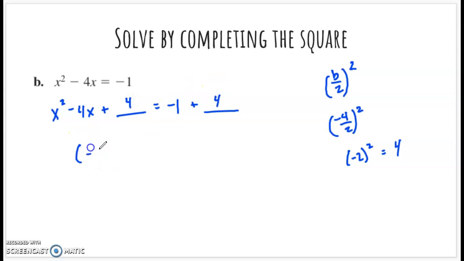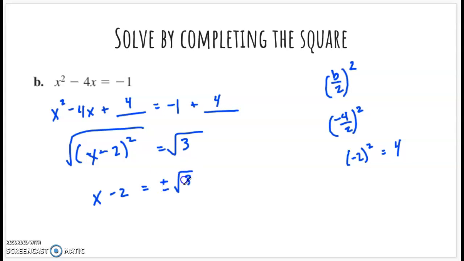Okay, so I've got x minus 2 squared equals 3. Square root both sides. x minus 2 equals plus or minus the square root of 3. Add 2 to both sides of my equal sign. x equals 2 plus or minus the square root of 3. Grab your calculator, calculate it out. 2 plus the square root of 3 is 3.7 rounded, and 2 minus the square root of 3 is 0.3 rounded.